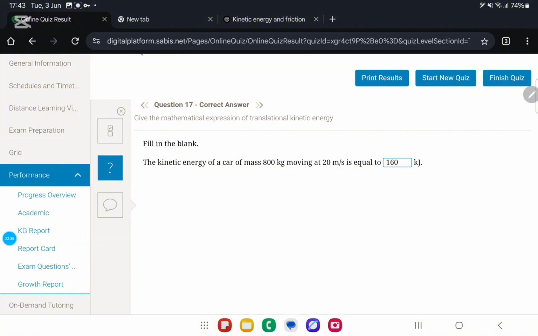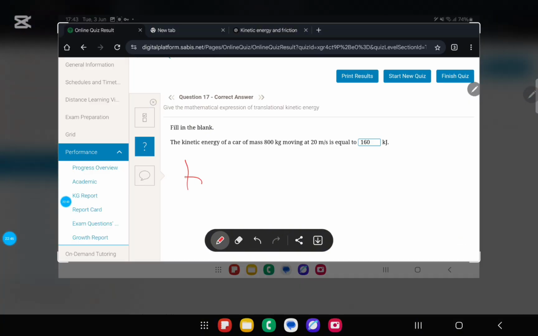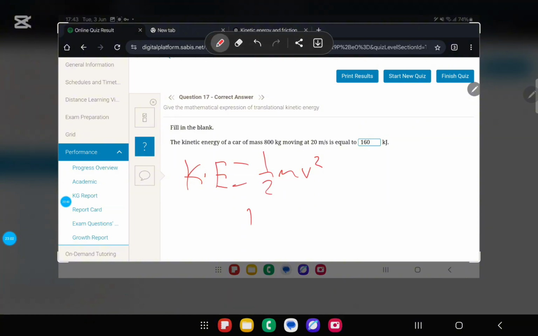The kinetic energy of a car of mass 800 kilograms moving at 20 meters per second is equal to, they want us to find the kinetic energy. What's the rule for kinetic energy, my friends? It's equal to 1 over 2 times mass, which is 800. Let me cite the rule quickly: 1 over 2 mv squared. This is the rule for kinetic energy, right? So you do 1 over 2 times mass, 800. Remember, mass always has to be in kilograms. Times the velocity, 20 meters per second, squared.